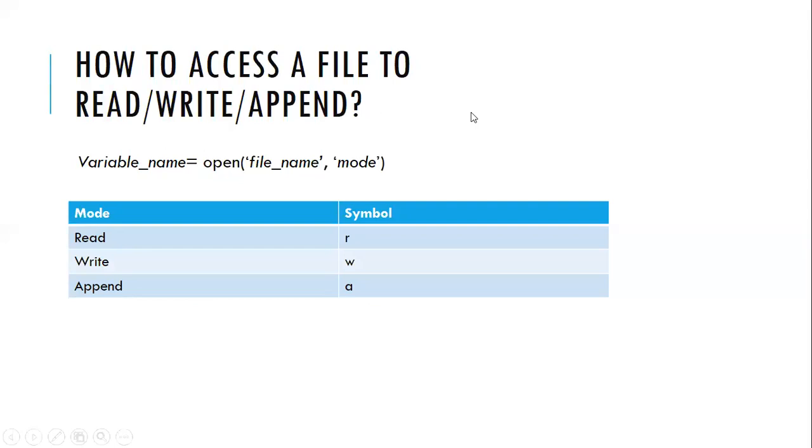So how are you going to access a file in these three different modes: read, write, and append mode? We can access the file just by giving the file name and the mode that we want to access it in. The mode means read mode or write mode or append mode. Every mode has a symbol. We'll just give the symbol when we are programming.